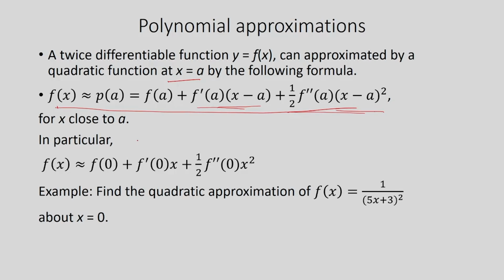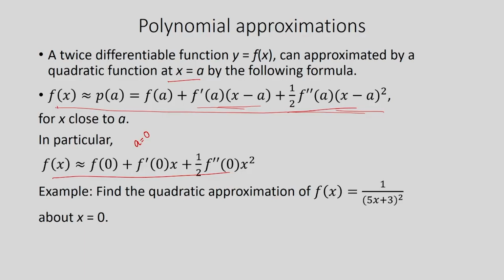In particular, if you take a is equal to 0, right, the point around which you are approximating it, if you take that point to be x is equal to 0, then the terms become a little bit easier to deal with. It becomes f of x is equal to f of 0 plus f dashed of 0 x, because a is 0, plus half of f double dashed of 0 multiplied by x square, right. So, it looks much cleaner if you take a is equal to 0.